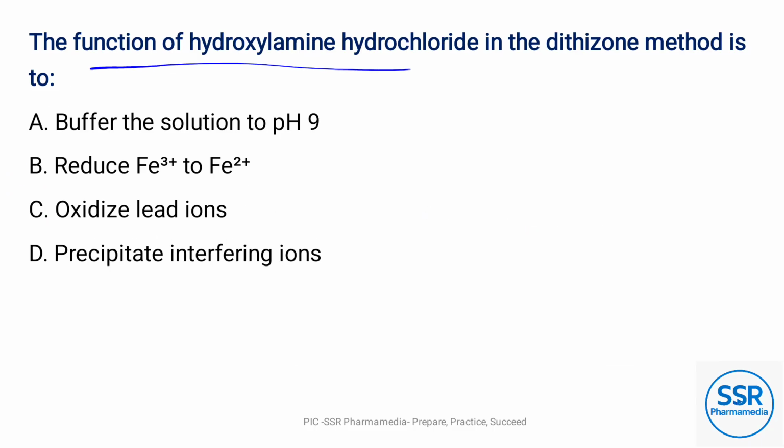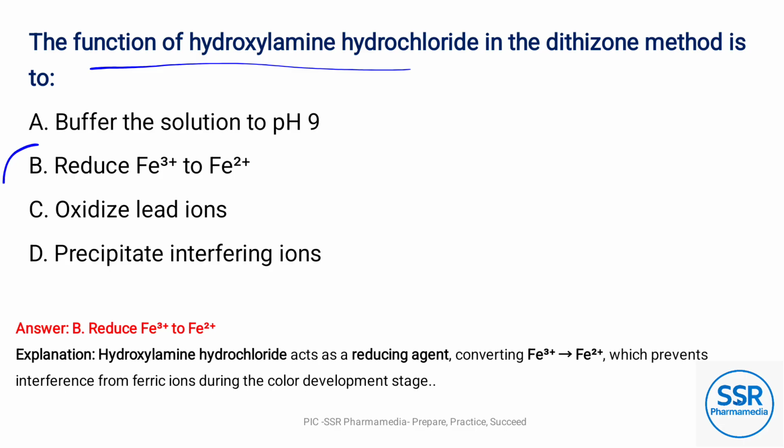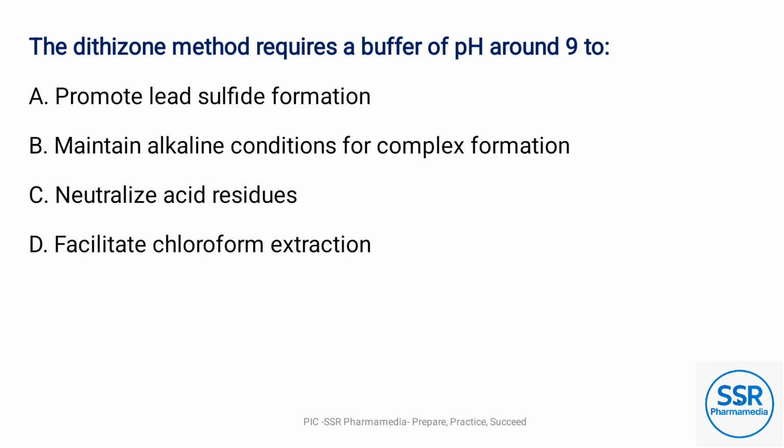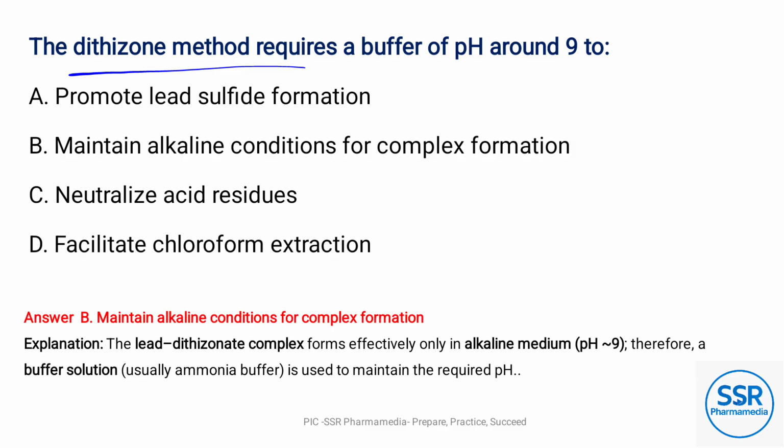The function of hydroxylamine hydrochloride in the dithizone method is to, option B, reduce ferric to ferrous ions. The dithizone method requires a buffer of pH around 9 to. So the answer is option B, maintain alkaline conditions for complex formation.